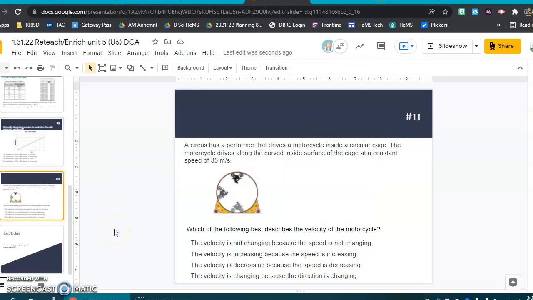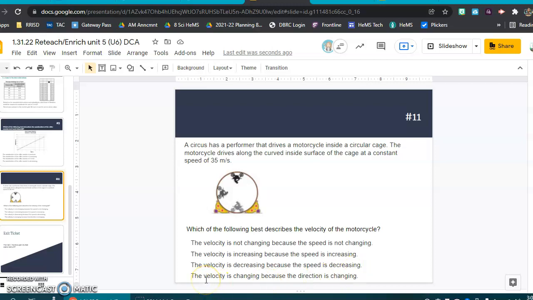A circus has a performer that drives a motorcycle inside a circular cage. So remember, his view is changing all the time, and he drives at a constant speed. So velocity is not changing because the speed is not changing. Okay, that is true. Velocity is change of speed or change of direction. So I need to think. Velocity is increasing because speed is increasing. Well, it doesn't increase necessarily because the speed is increasing. It's noting the change, so that's kind of a misnomer. And velocity is decreasing because the speed is decreasing. Again, velocity is the observable change. So it's not decreasing, it would be velocity is changing.